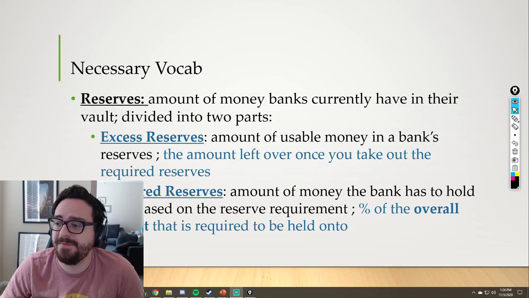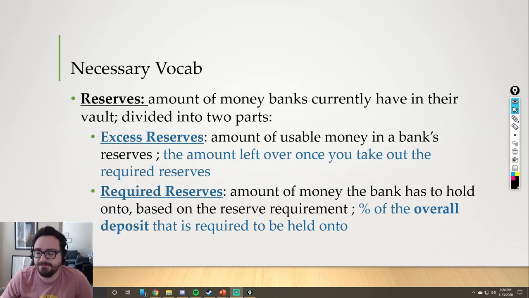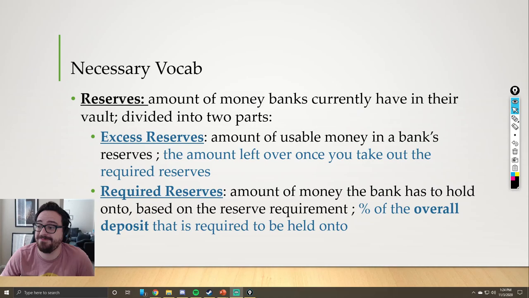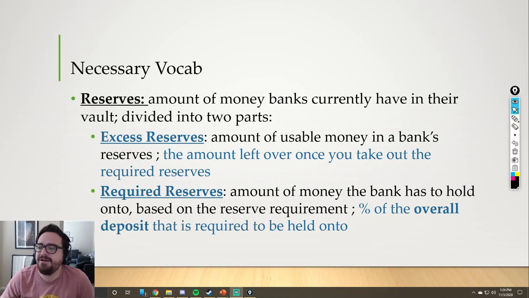Now, there's going to be some vocab that matters a lot for what we're about to do, but that's sort of your background information: banks don't hold on to all of your money. All the money that banks have goes into what's called their reserves. Reserves is the amount of total money the banks have, and it's divided into two parts: excess and required. I know it says excess first, but I'm going to go required first to explain it.